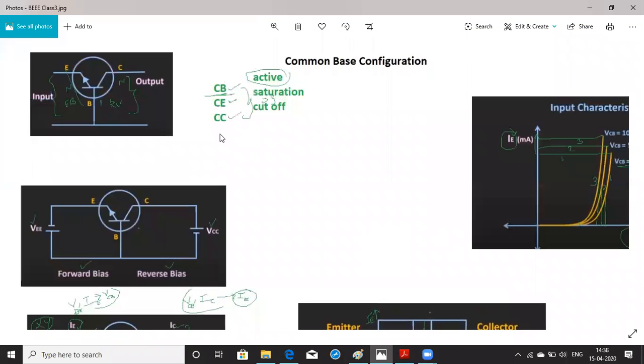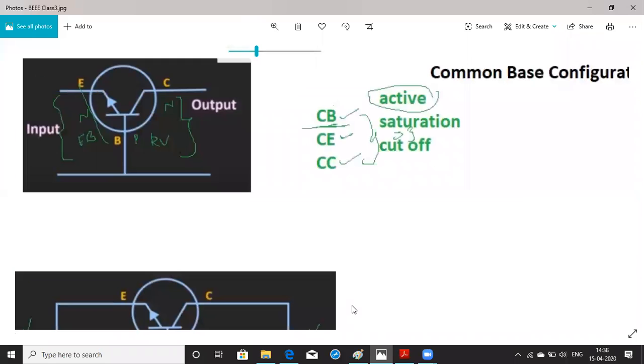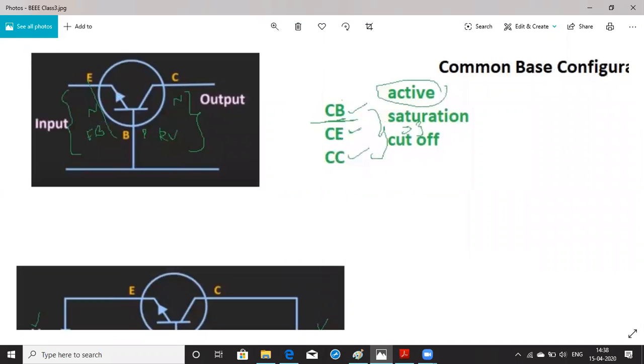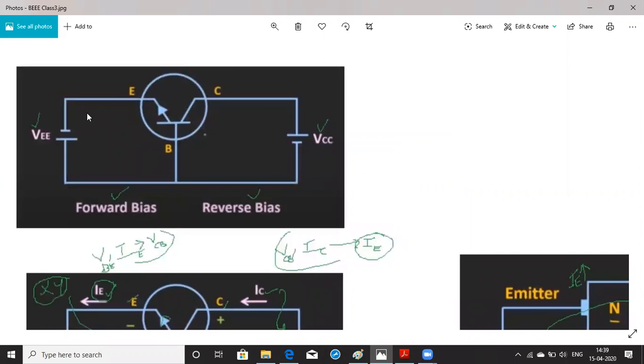Okay. So we have discussed about the common base configuration. We are making the base common between the input and output. Therefore, we are going to call it the common base configuration. For this configuration, we need to run the emitter base junction in forward bias and the collector base junction in reverse bias condition. For that reason, we have given the emitter voltage and the collector voltage.